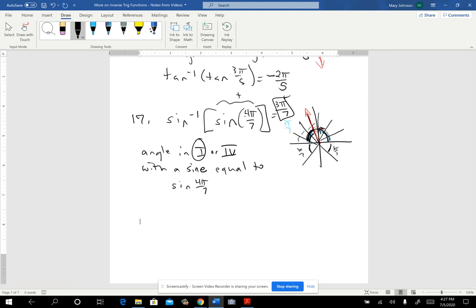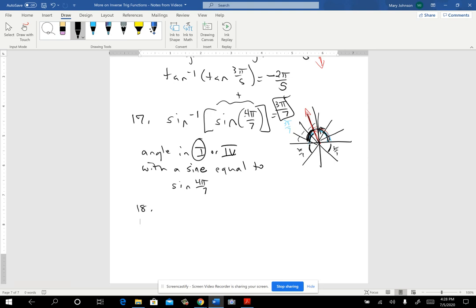All right, now there's 3 more on the end of the worksheet that has you use a right triangle to write the expression as an algebraic expression. Assume that x is positive and in the domain of the given inverse trigonometric function. Okay, so let's look at that. So 18.